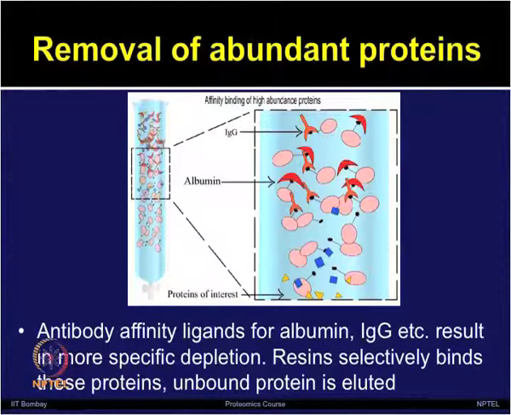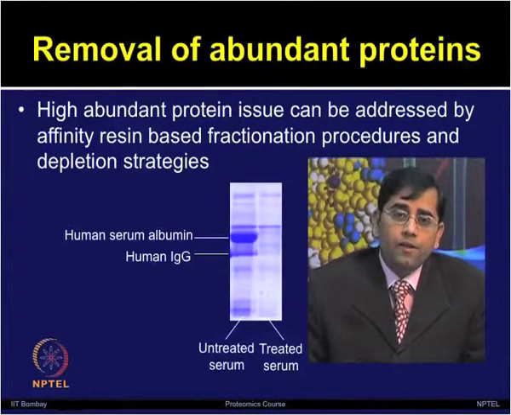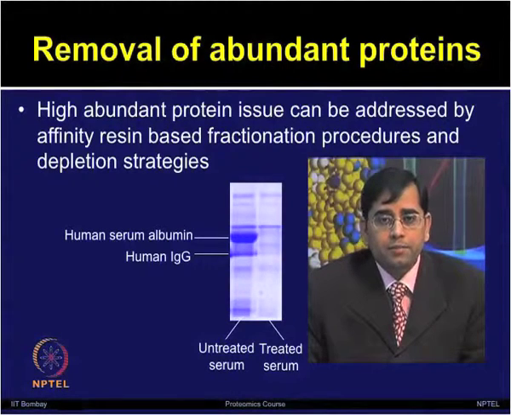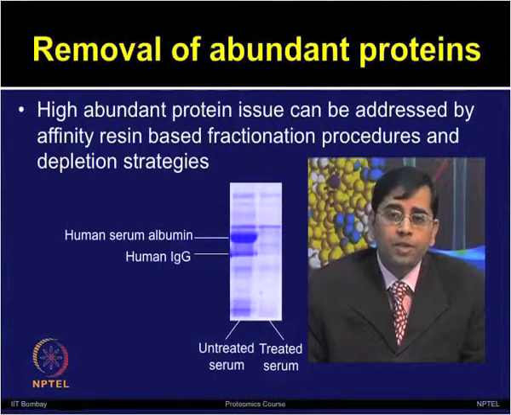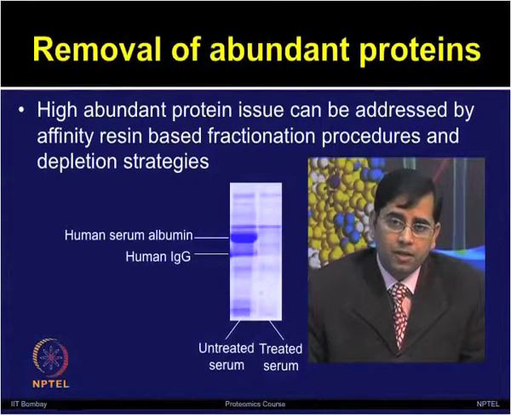The antibody affinity ligands are used for albumin, IgG and other abundant proteins, and it results in very specific depletion. These resins can selectively bind to these proteins, and unbound proteins can be eluted in a suitable buffer. By applying the affinity resin based fractionation method and different depletion strategies, one can get rid of the high abundant proteins, as shown in this image of an SDS-PAGE gel.